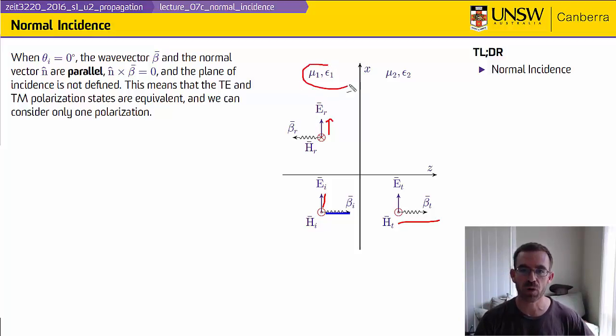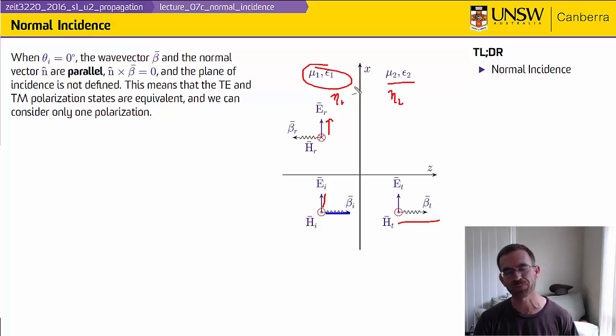I've got two media. I've got mu1 epsilon1 on the left, mu2 epsilon2 on the right, and of course I have eta1 and eta2, which I can compute once I know mu1 epsilon1.